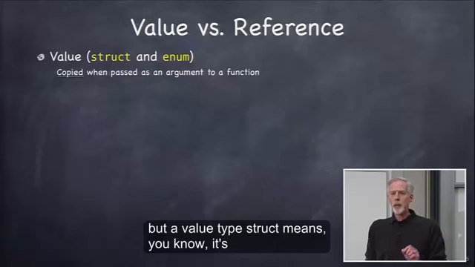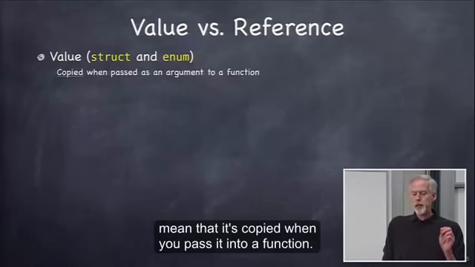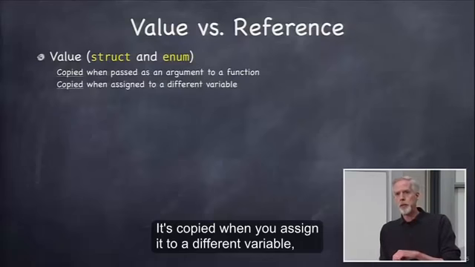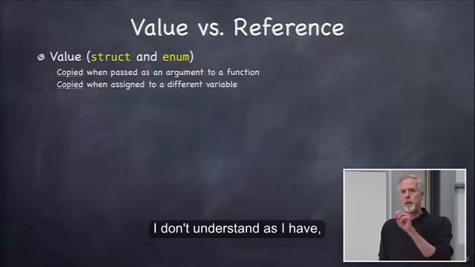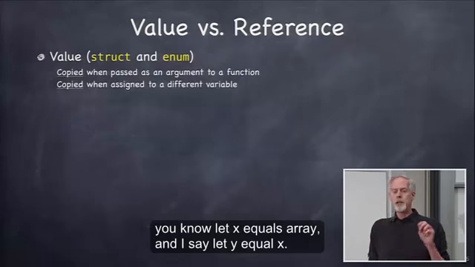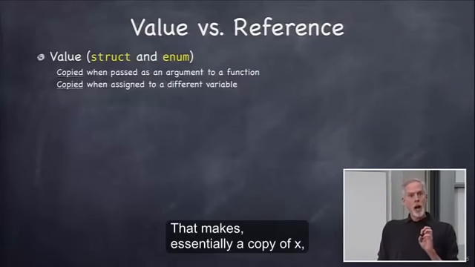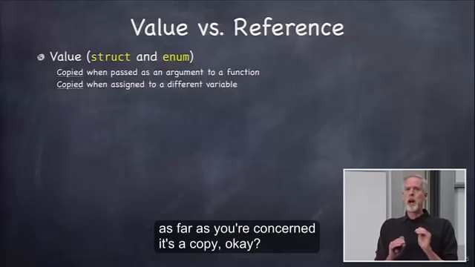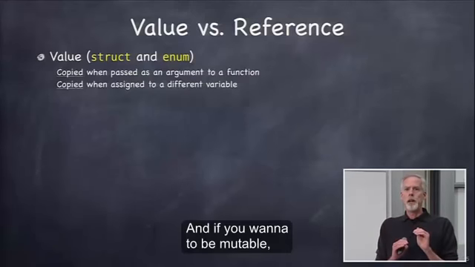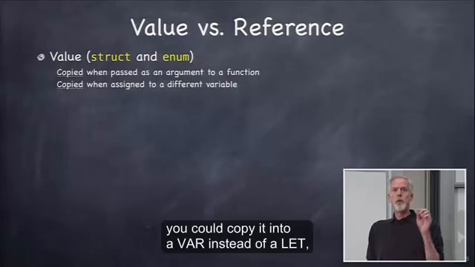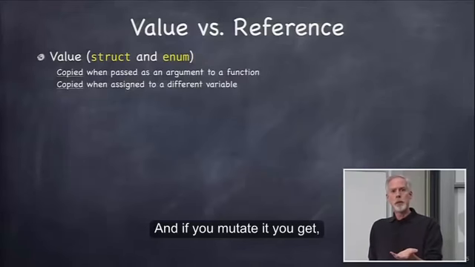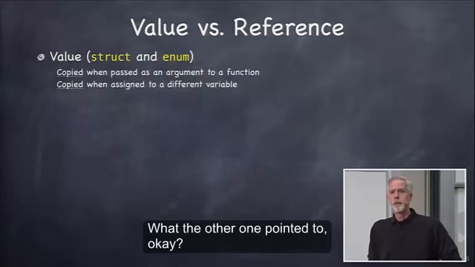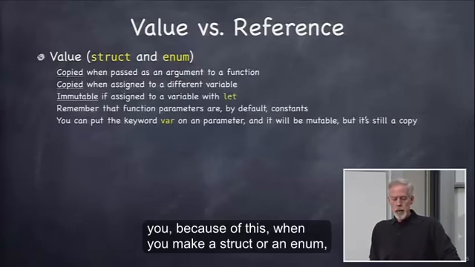But a value type, structs and enums, means that it's copied when you pass it into a function. It's copied when you assign it to a different variable. This one especially gets people, they don't understand this. If I have let x equals array, and I say let y equal x, that makes essentially a copy of x. Now, that copy might be lazy behind the scenes, but as far as you're concerned, it's a copy. And if you want it to be mutable, you could copy it into a var instead of a let, and now you could mutate it. And if you mutate it, you're mutating your own copy. You're not mutating what the other one pointed to.